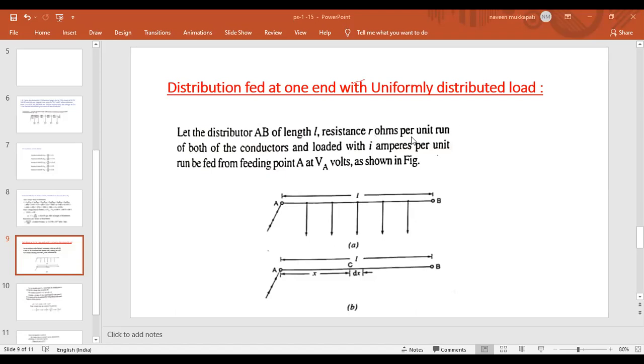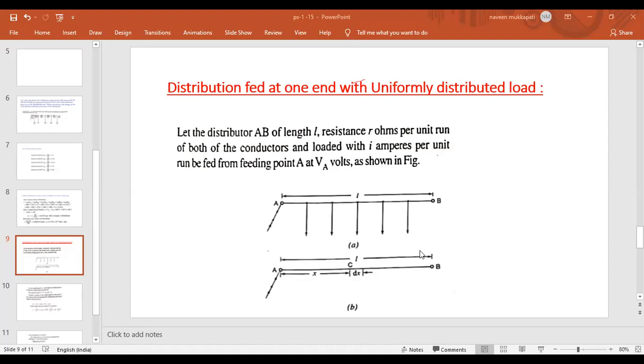Resistance is R ohms per unit run of both conductors, loaded with I amperes per unit run, fed from the feeding point A, that is VA volts.